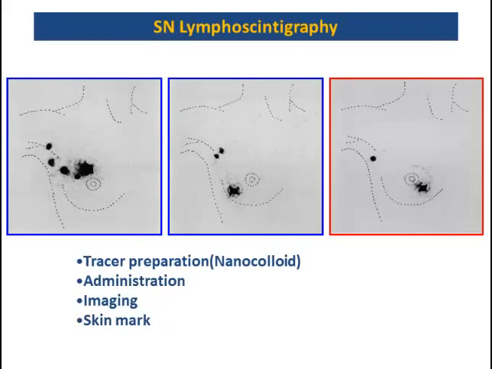Sentinel node scintigraphy has become just part of routine care practice. So using nanocolloid injection, subcutaneous, surrounding the tumor, and imaging. Sometimes we need a marker on the skin. But what about lesions that are not palpable, or deep inside?